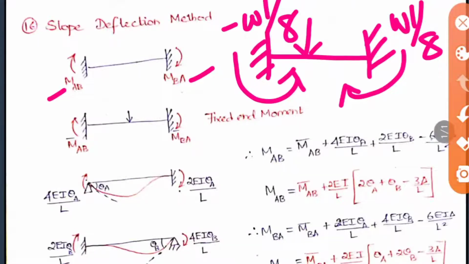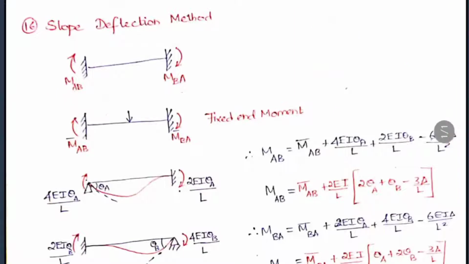In all the cases, whether with UDL or with UVL, we will consider the moment in the clockwise direction, so we apply a negative value at the left side end. Keep this in mind, because you may get confused while doing the problem, which is why I am telling it before itself. Now let us enter into the slope deflection method.